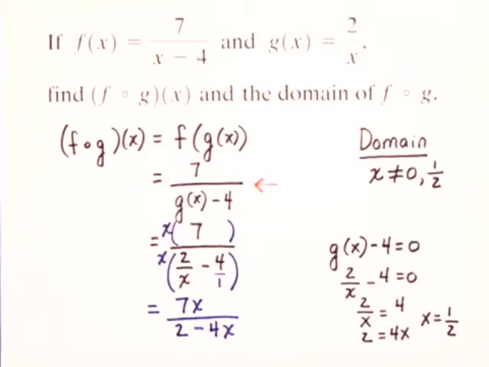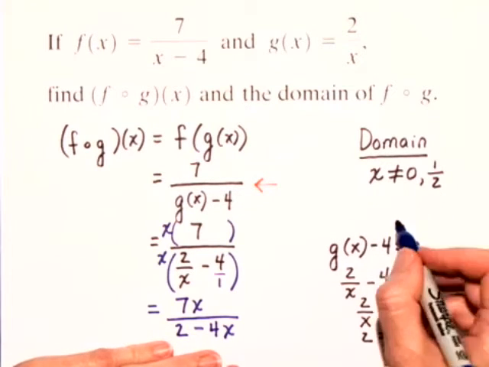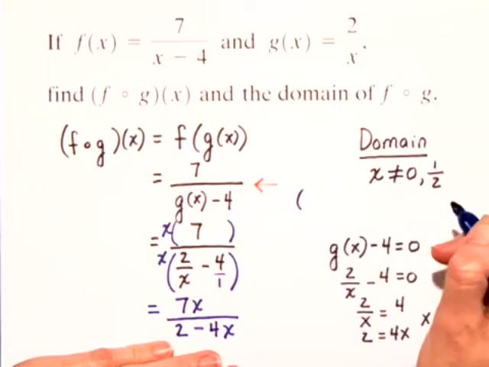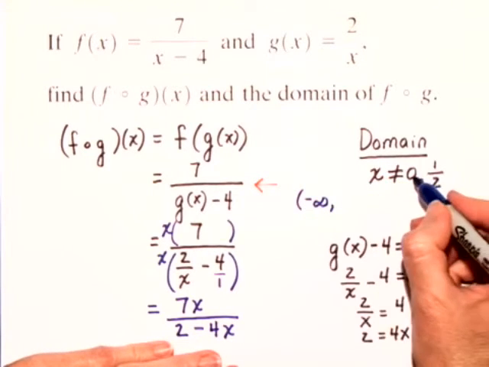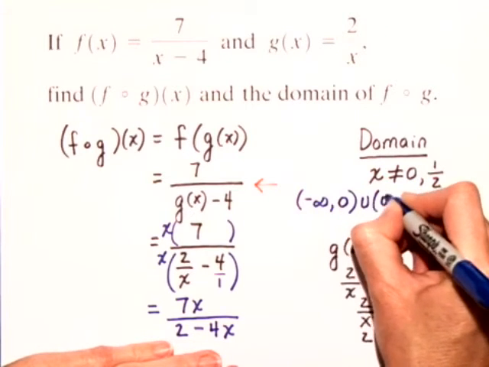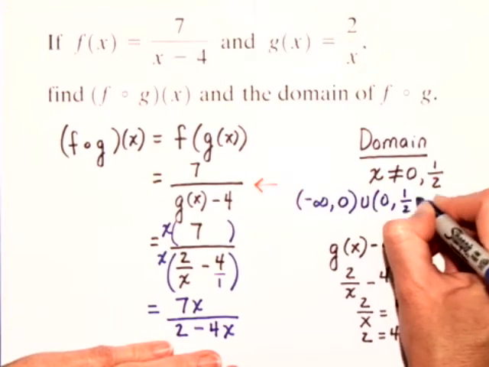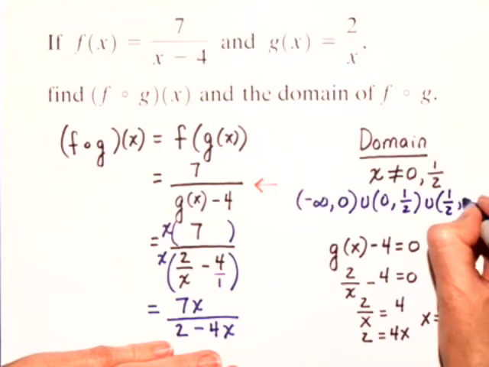I'm going to do one more thing here, and I'm just going to write this domain in interval notation like I sometimes do. So the domain would be the interval from negative infinity all the way to the first value I exclude, which is 0, union 0 to positive 1/2, union 1/2 to infinity.